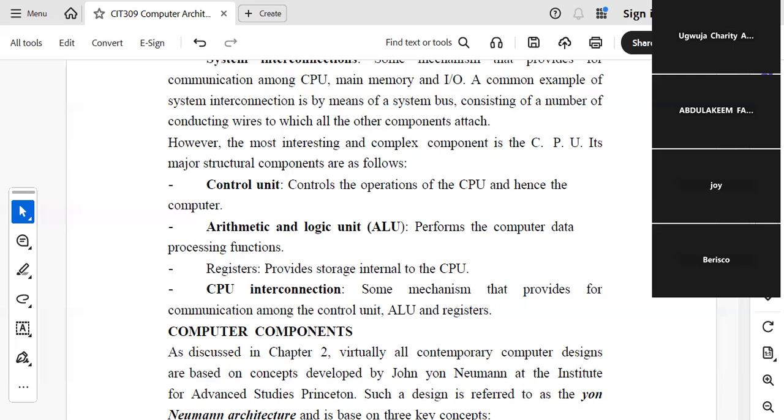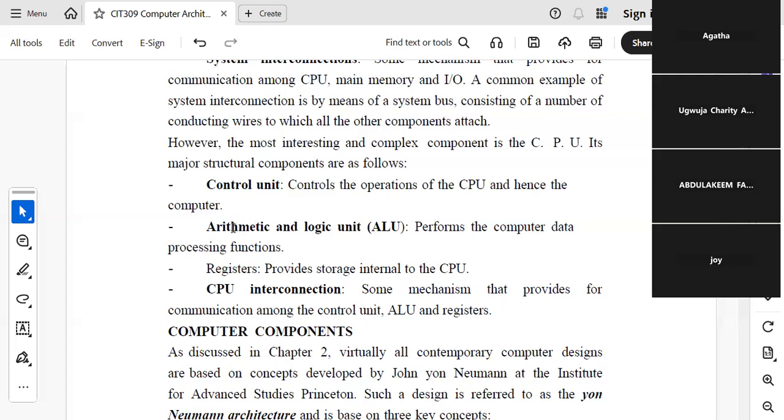CPU is housing the control unit. The control unit is like a subdivision under the CPU, the central processing unit, okay? Who has an objection to that? So we agree with him. It means everybody here agrees with what he says. All right, so let's move on.